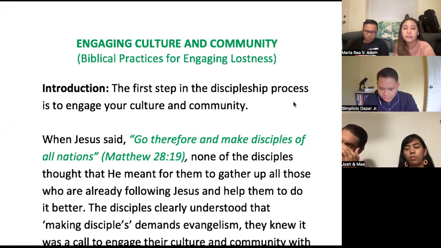Again, this is so different because usually when we talk about discipleship, commonly right now in the churches, we talk about discipling church mates, right? Or forming a small group within the church. But this is very different because you will be thinking more about your community, your culture that are not yet believers, or maybe believers but have backslided from Christ and stayed away from the church.